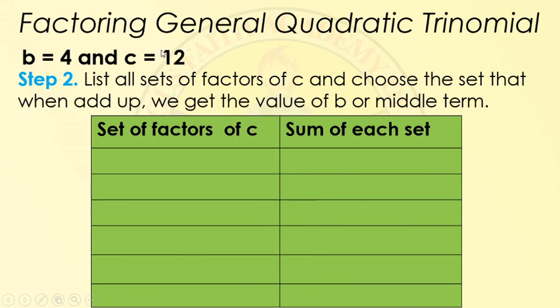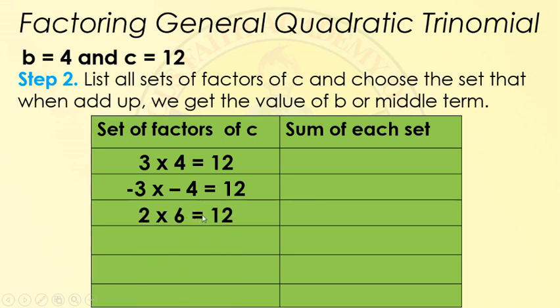Ang value ng c natin ay 12. So, ano nga ba yung mga numbers na kapag i-multiply natin, makukuha natin yung product na 12? Okay? So, we have positive 3 times positive 4, the answer is 12. Next, negative 3 times negative 4, the answer is positive 12. Okay? So, pwedeng parehong positive, pwedeng parehong negative. Kasi, kapag nag-multiply ka ng parehong negative, always na positive pa rin yung magiging sagot. Next, 2 times 6, the answer is 12. And negative 2 times negative 6, the answer is positive 12. Next, 1 times 12, the answer is 12.